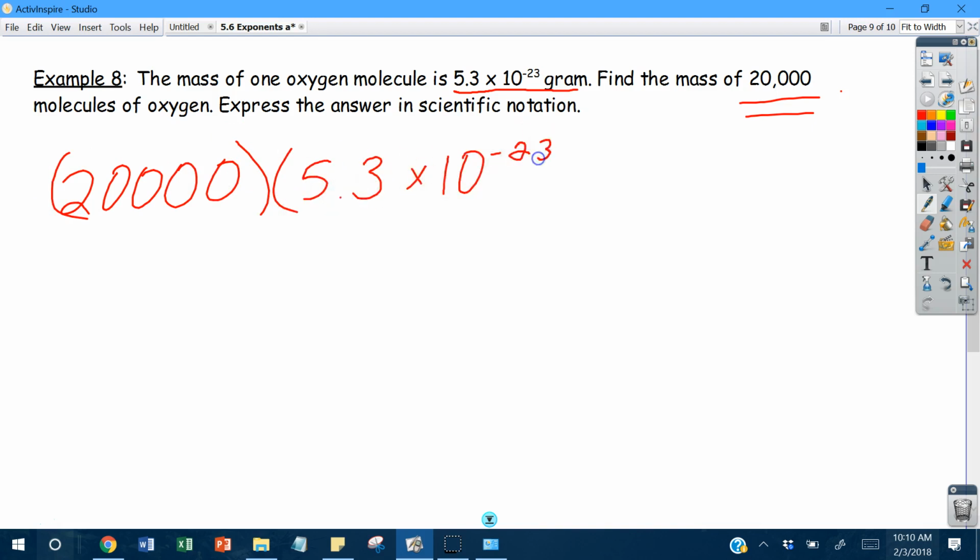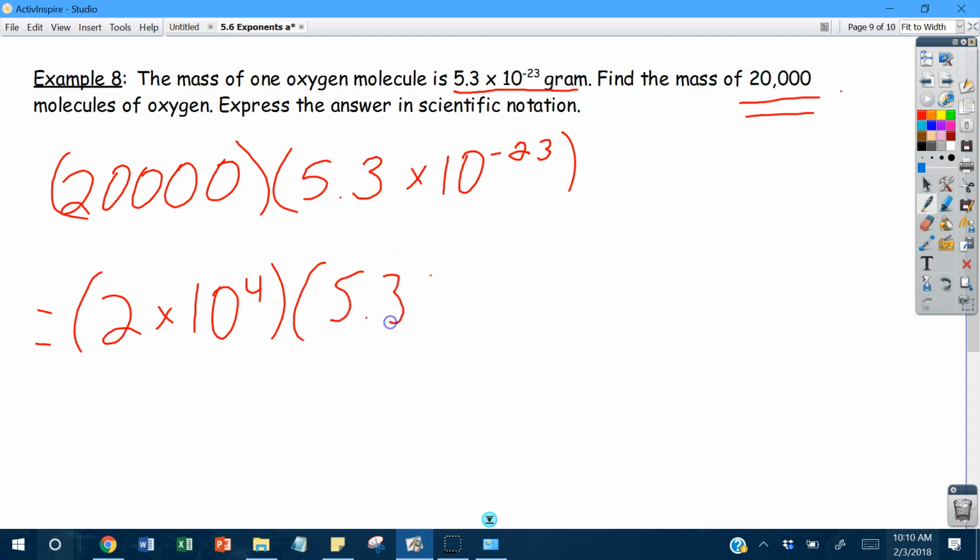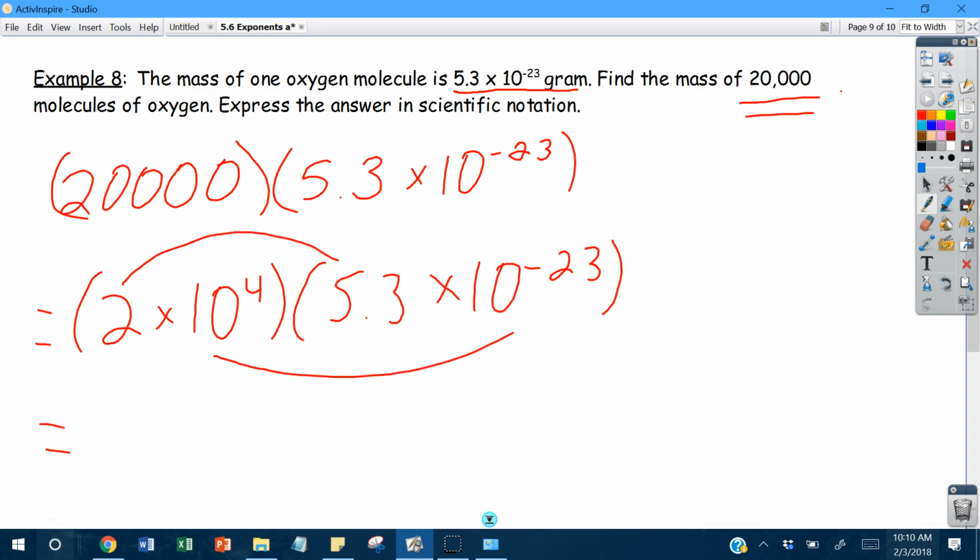So this one's not even too bad to set up. We're just doing multiplication here. Now before I finish, let's convert this 20,000 into scientific notation, kind of like we just did. That's 2 times 10 to the 4th, and this is already in scientific notation. And now I can multiply these things together. 2 times 5.3 is 10.6. And then if I multiply here, I'm adding the exponents. So this is 4 plus negative 23, or 4 minus 23. This is 10 to the negative 19.